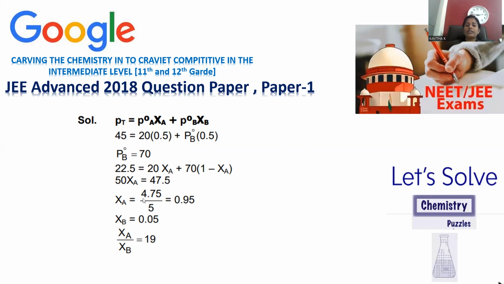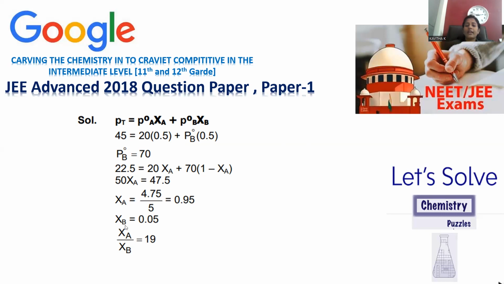Then chi A value is 4.75 by 5, because the 0 gets cancelled with one decimal point. So if you go for the calculation, it is somewhat less than 5, right? So the value will be 0.95. This 4.75 is almost equal to 5 only, so we got the chi A value as 0.95.